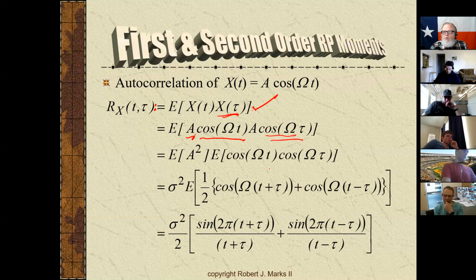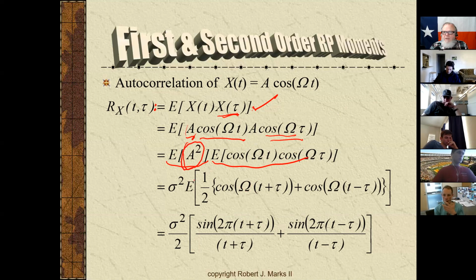So those are the two random processes that we're talking about. And the value of a in both cases is the same. So we have the expected value of a squared, since we have two a's, and then the expected value of the cosine of omega t times the cosine of omega tau. And since the random variables are independent of each other, we can break out the expected values into the product of the expected values.